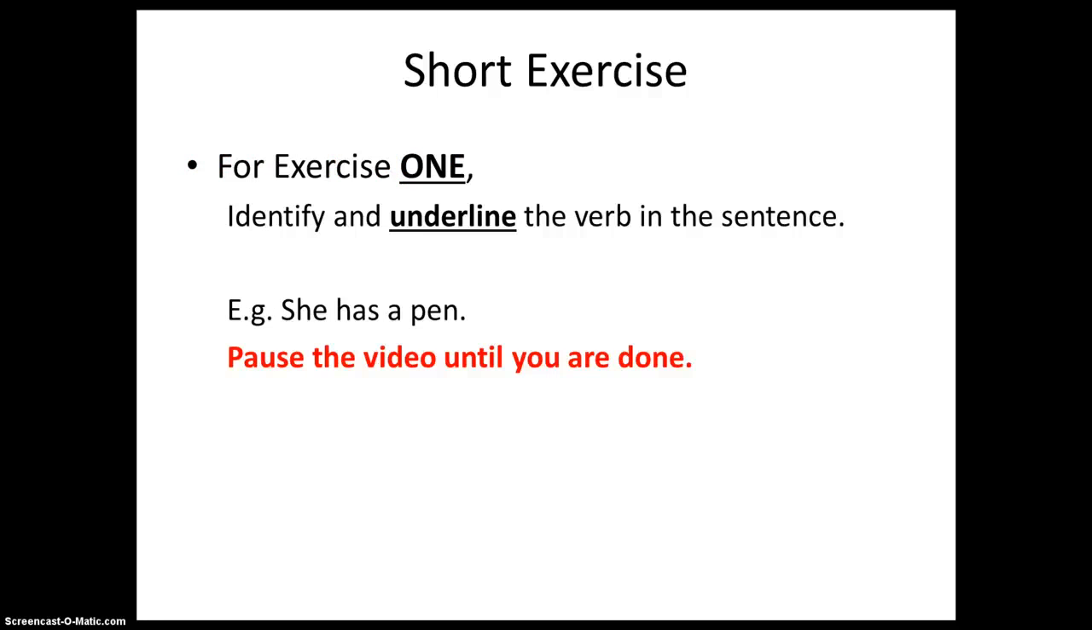Alright, you're back. We have exercise 1. In exercise 1, you notice there are 10 questions. For this particular exercise, you are required to identify, find out, and underline the verb in the sentence. For example, this is an example, it's not from your worksheet. She has a pen. So you will underline the word has because has is a verb. It's a verb of possession. The pen belongs to her. I would like you to pause the video now and do the 10 questions. Come back once you're done.